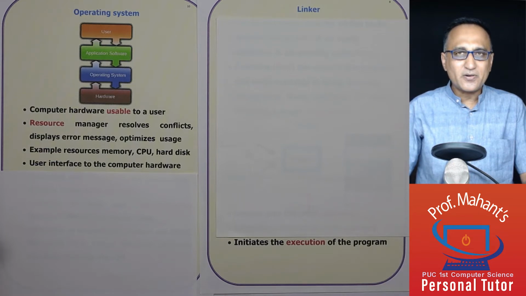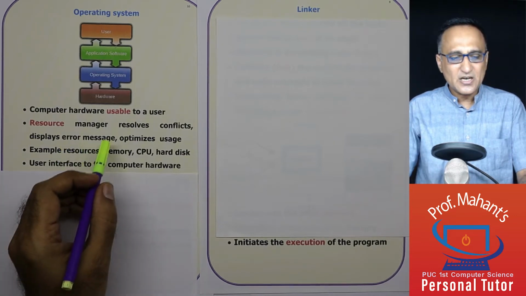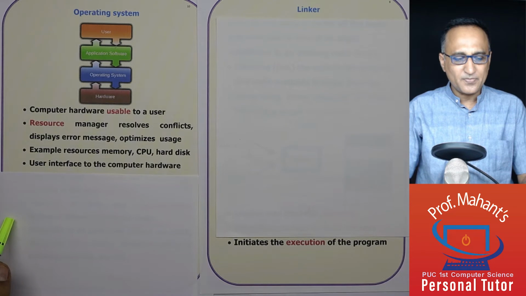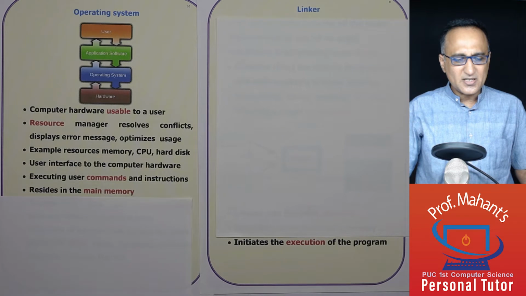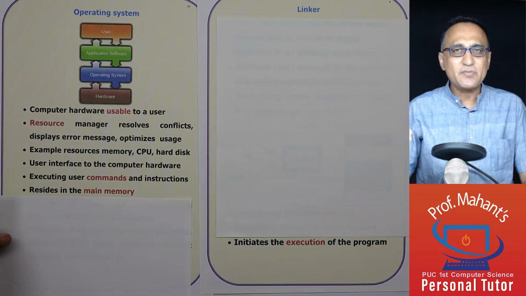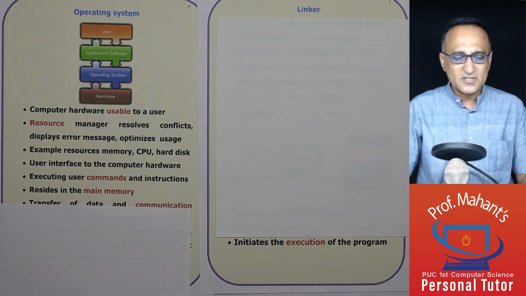Say, for example, you're trying to delete a file which does not exist, that is an error. Such error messages are popped up by the operating system. Examples of resources which an operating system manages could be the CPU, your hard disk, and so on. You can also think of an operating system in one or two ways. An operating system provides an interface to the hardware for the user. It is also considered to be a manager of resources, optimizing the use of resources, resolving conflict, popping out error messages, and optimizing their usage.